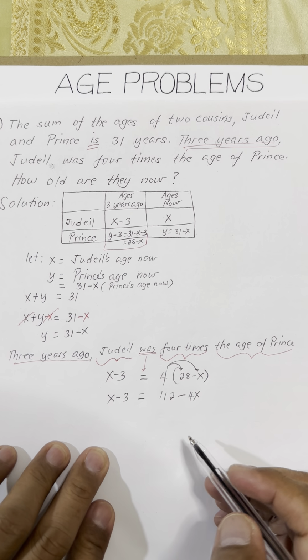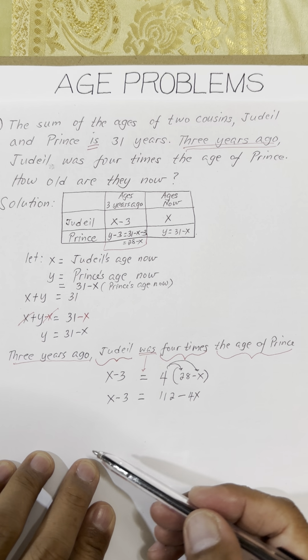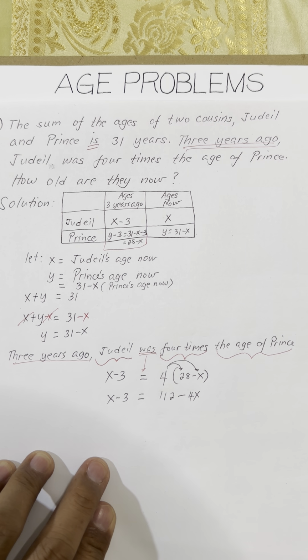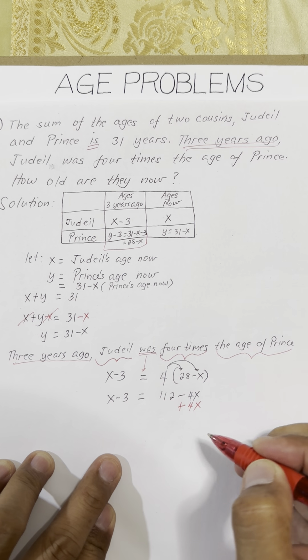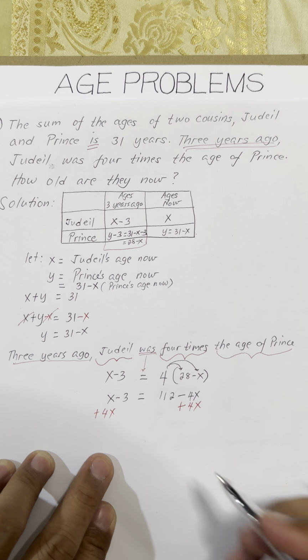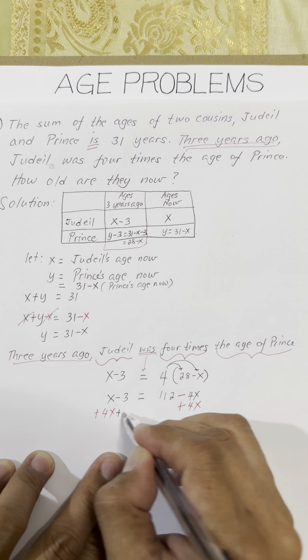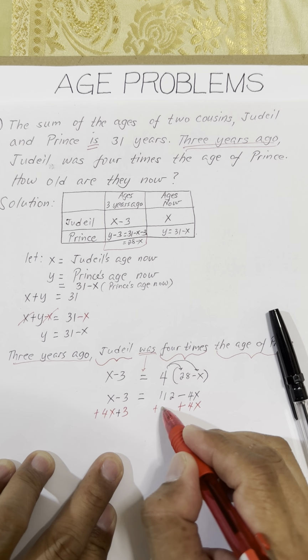Then to solve for x, let's put x on the left side and the rest on the right side. To do that, we have to add both sides by 4x. So add this by 4x. Then to eliminate the constant on the left side, we add this by 3. So we add this by 3.